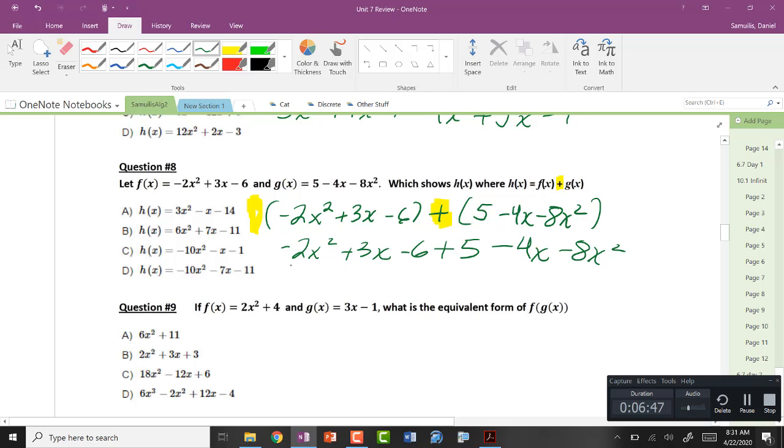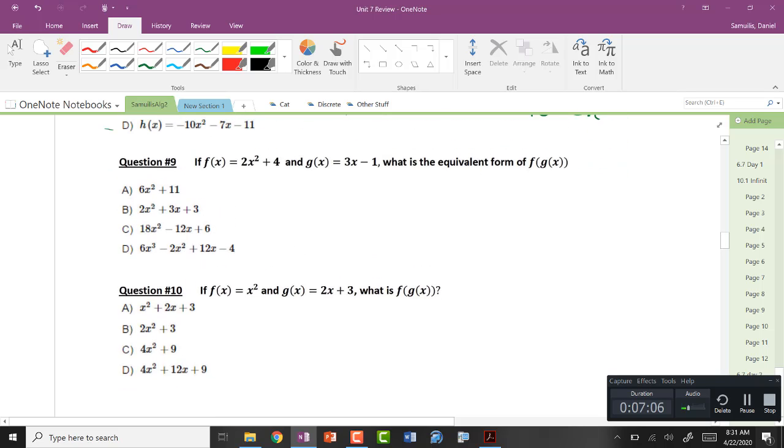All right, well, I have a negative 2x squared and a negative 8x squared. I have two of those options, so it's got to be either C or D. 3x minus 4x, so the correct answer is a minus 1x, and then negative 6 plus 5. So our answer, C.